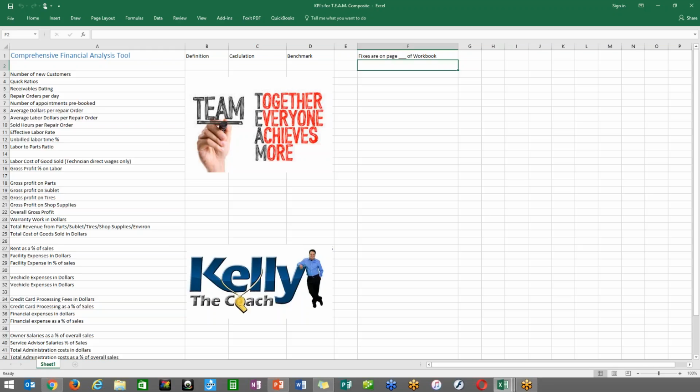So when I started building this, I thought, oh, definition here would be good, calculation would be good, benchmark would be good. I could put the fixes on where they are in the workbook. And then I thought, oh, wouldn't it be neat if I could show you exactly which line on the composite this relates to. So we're coming to that as well. Labor cost of goods sold, we want to see what we paid for our technicians in a matter of dollars. But line 16 here, we also want to see it in a matter of percentage of the labor. You don't manage your business per se by dollars, you manage your business by percentage.